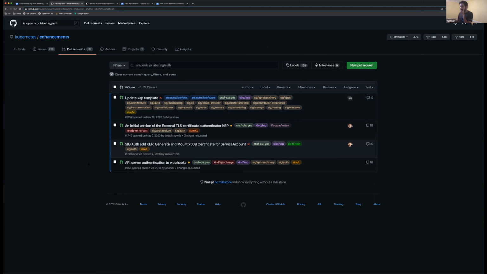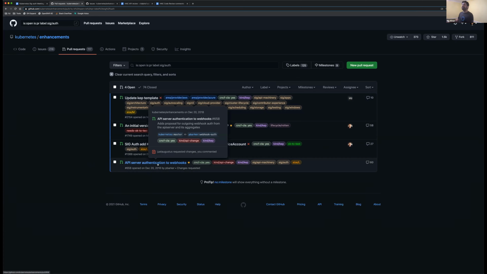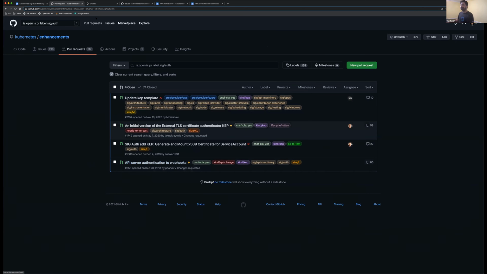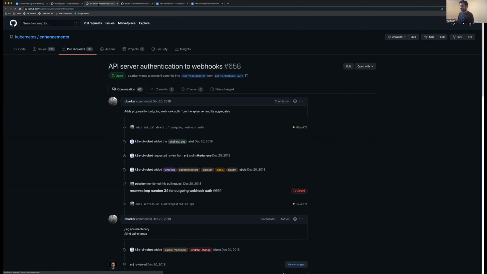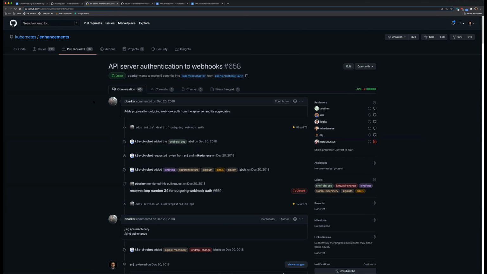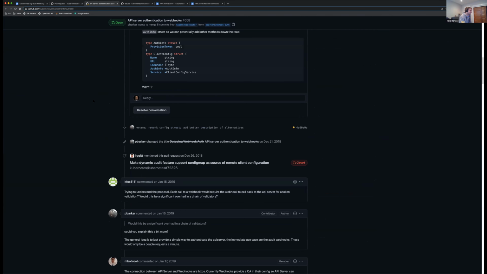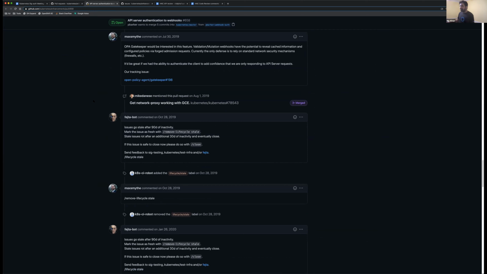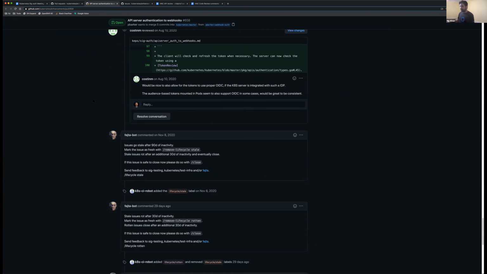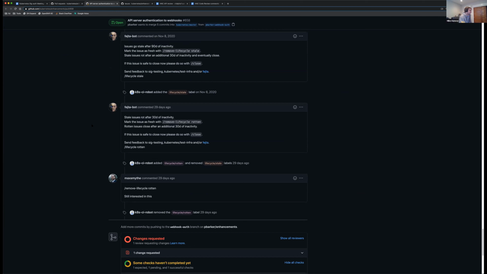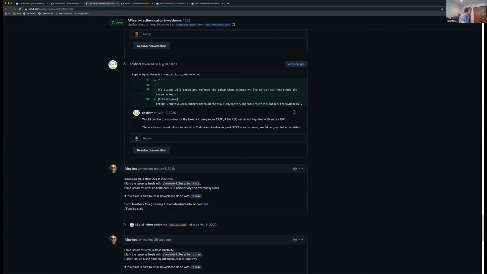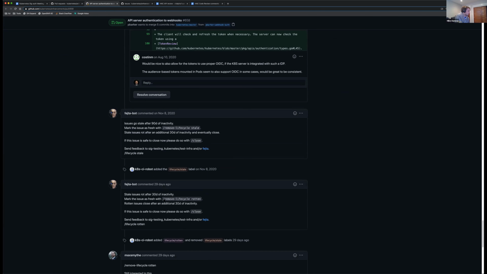Okay, so yeah, this one's old. We'll start with the 2018 one: API server authentication to webhooks. Does anyone remember where we got to with this? I like this. I think it's a good idea. Yeah. Was there a blocker, or was it a good idea but we don't know how to do it? I believe the person working on it changed to a different company and was not able to prioritize it or something.